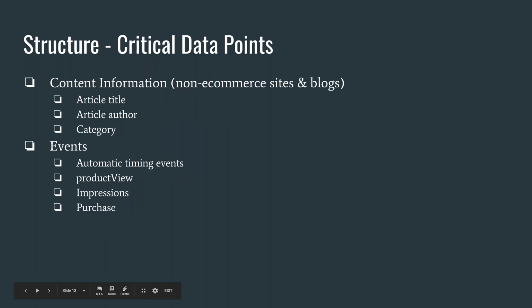And then finally, with these different critical data points, content information, if you do have a content site, and then events. And events are those different user interactions that are happening on the website that you're wanting to track. So your automatic timing events, product views, impressions, purchases, the actions that people are taking, and then we can fill that in with the contextual information around your product or your content types of data points.